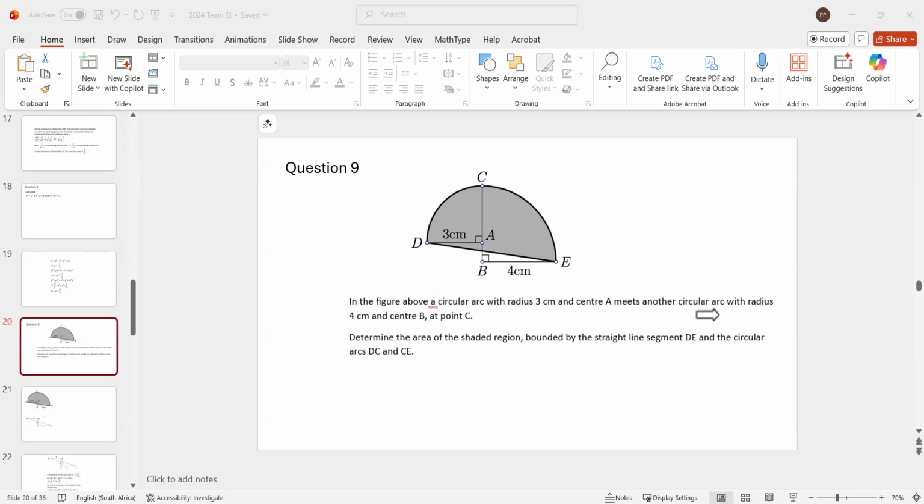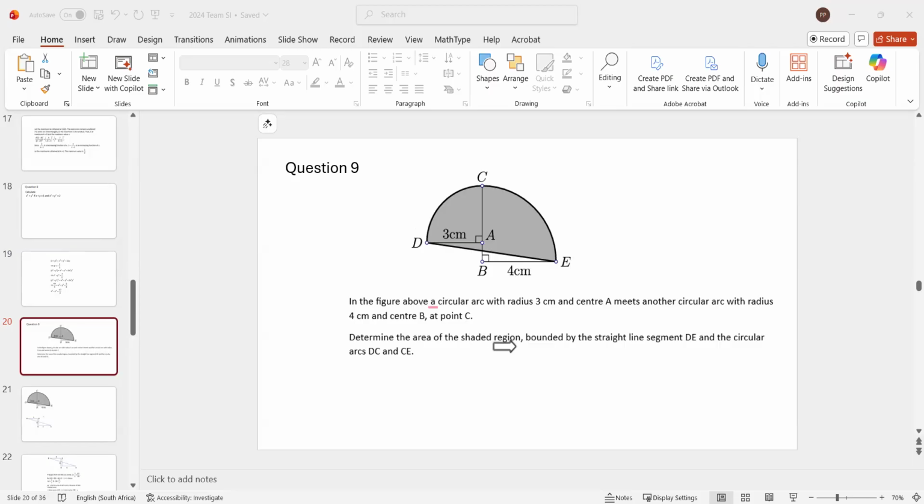And then it meets another circular arc with radius 4. This has got a different center here. So there's radius 4. And this arc meets that arc. So this arc is part of a circle of radius 4. That arc is part of a circle of radius 3. They're not the same circle. You can see it's kind of skewed here. This is not a semicircle. This has got a smaller radius here with two different centers. Okay.